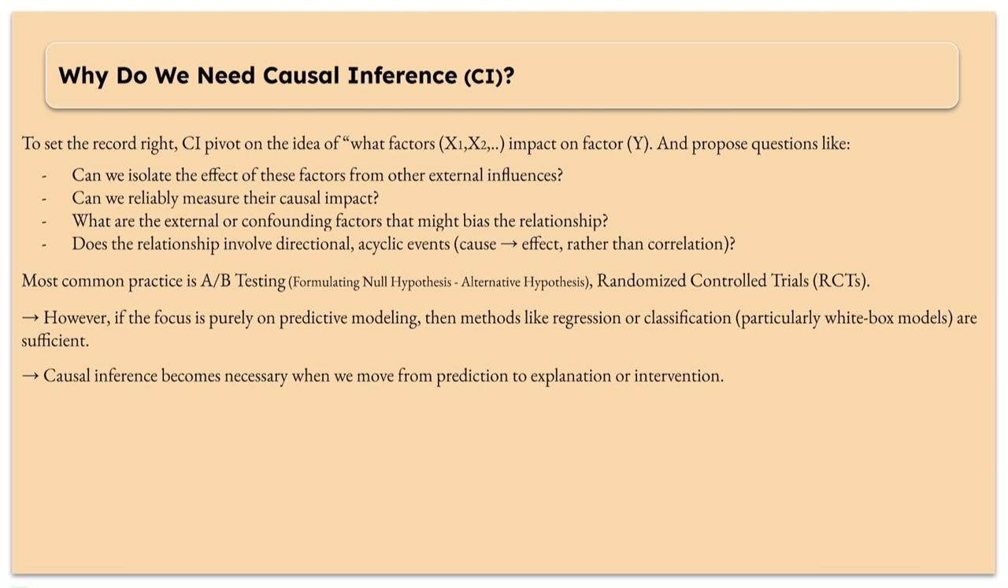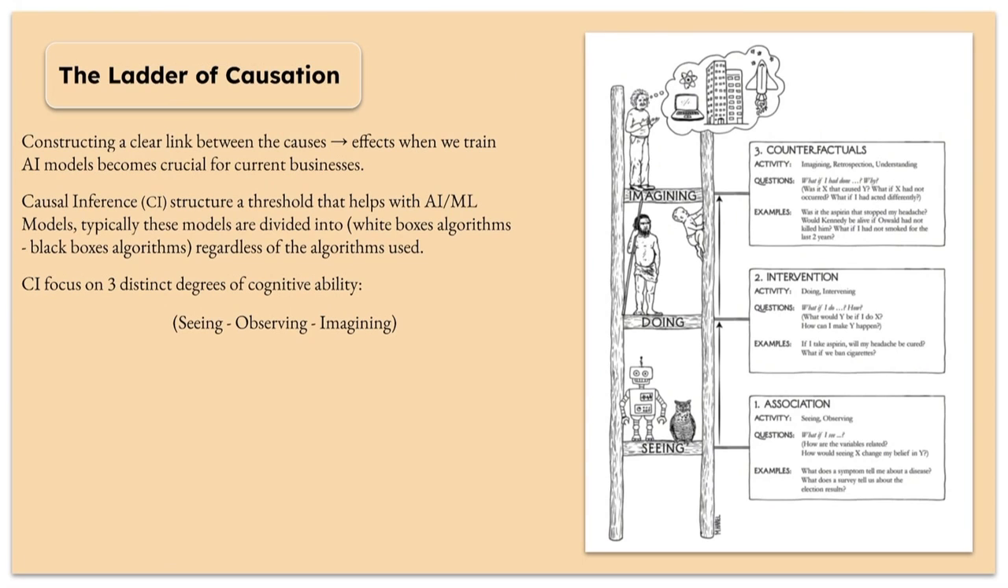However, if we want to dig deeper and understand the explanation, interpretation of our model, then we need to intertwine the machine learning model with CI. And now with the ladder of causation. So it is basically constructing a clear link between the causes and effects when we train the AI models, so it becomes more crucial for current businesses. CI structures a threshold that helps with AI and machine learning models.